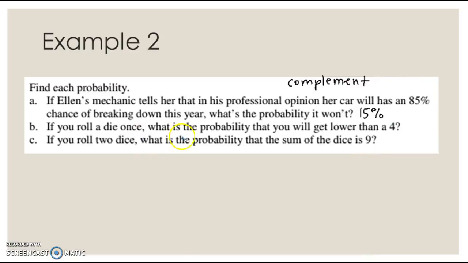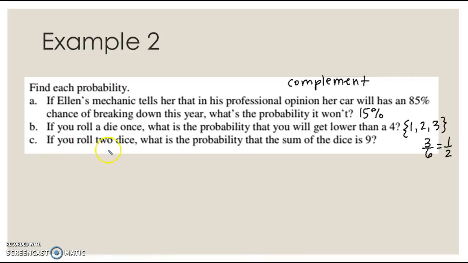If you roll a die once, what's the probability that you will get lower than a 4? Now, lower than a 4 does not include 4, so that means my options are 1, 2, and 3. Right? And I have 6 total options, so that's 3 out of 6, which simplifies to 1/2.